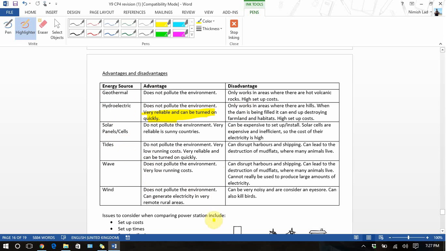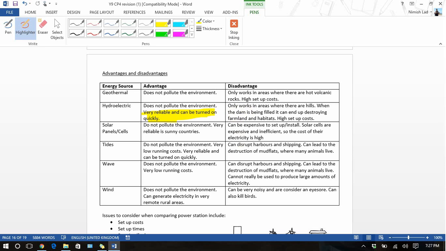The disadvantage for each of these: geothermal only works for certain locations. Hydroelectric only works where there are hills, and it also destroys habitats and farmland potentially. Solar panels, expensive to set up, and only work when it's sunny. Tides can disrupt where ships go, can lead to some animals having to leave where they live. Wave turbines can also disrupt where ships go.